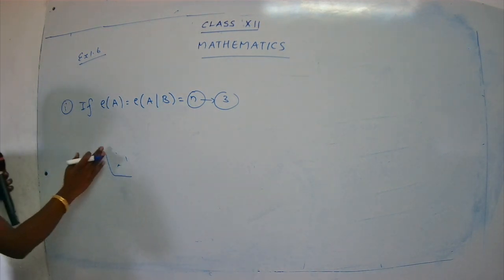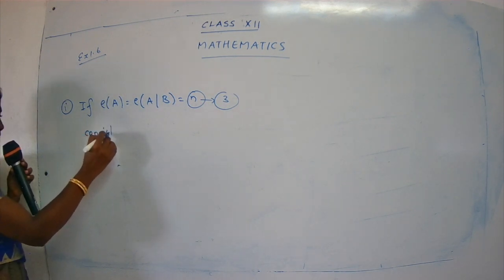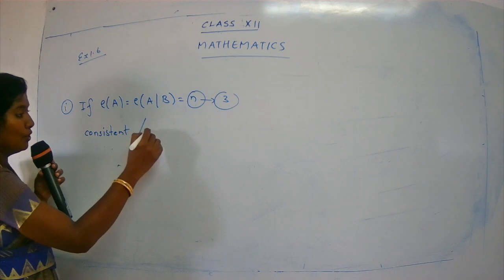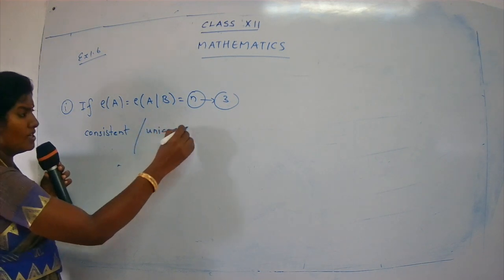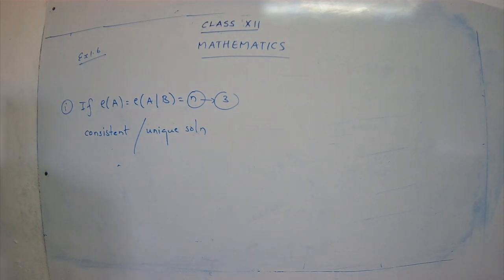So what type of system do we get over here? We get a consistent system with a unique solution. What is the meaning of unique solution? We have one value for x, one value for y, and one value for z. Okay, done. Now let's go for the second rule.